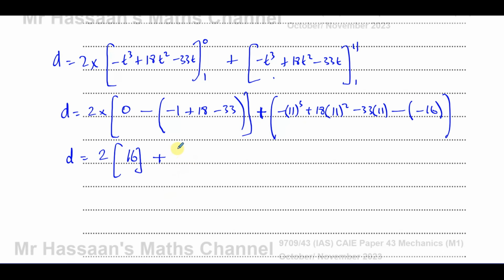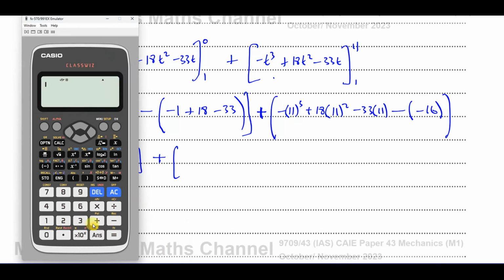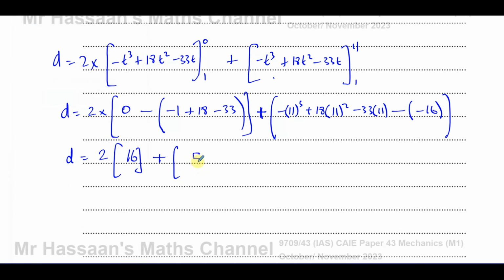Plus, I'm going to have whatever this gives me here. So let's see what that gives me. That gives me negative 11 cubed plus 18 times 11 squared minus 33 times 11. Okay, and we're going to have plus 16, because minus and minus is plus. So that gives us 500. So we end up with 2 times 16, 32, plus 500, which is 532 meters.